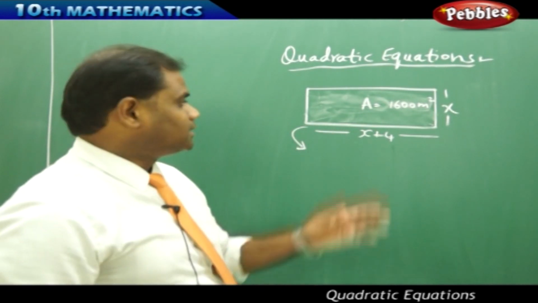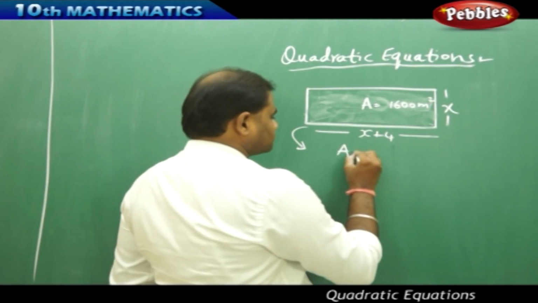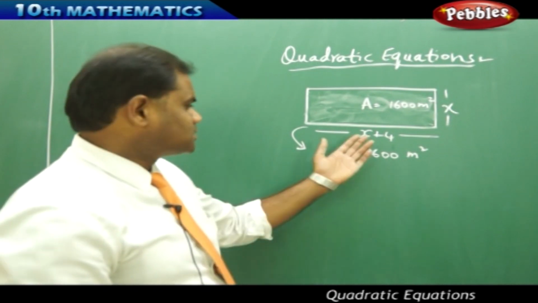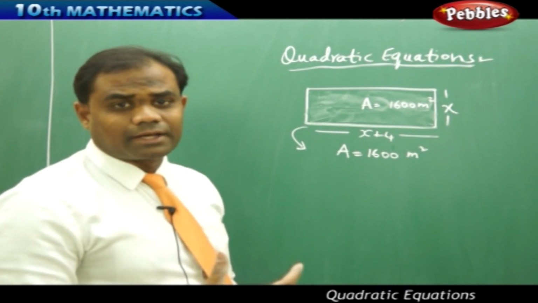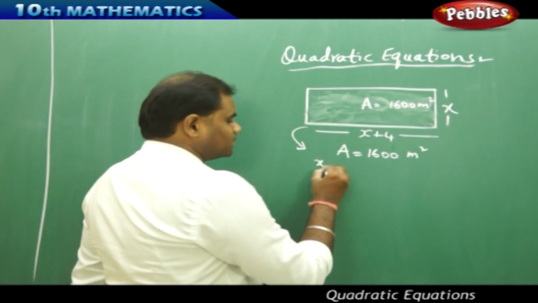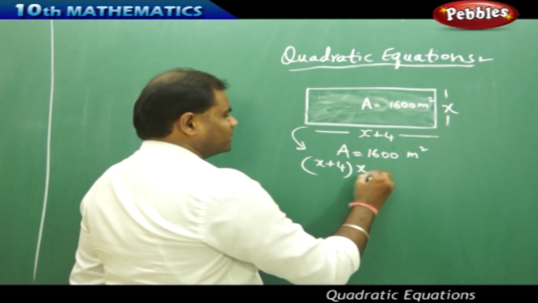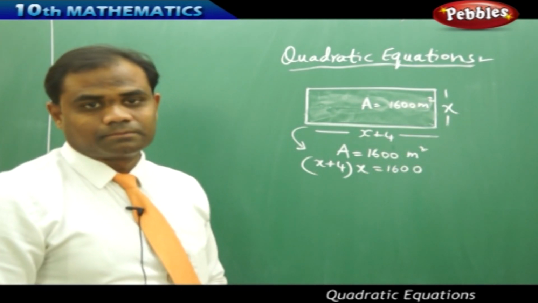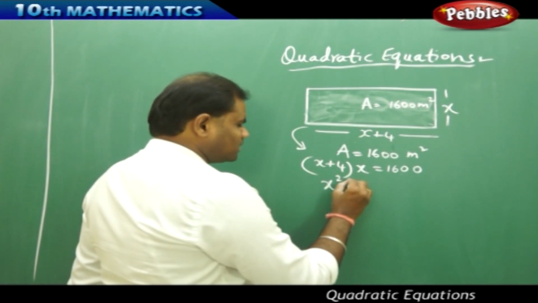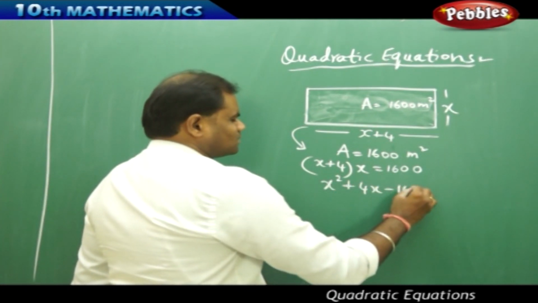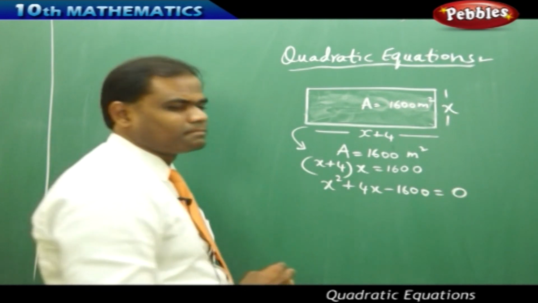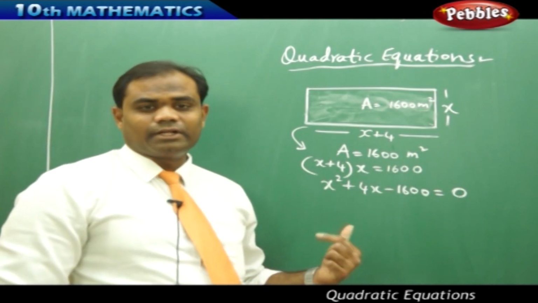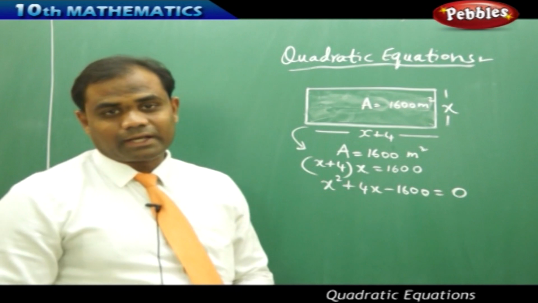Now, as we know the area of the rectangle is given to be 1600 meters square, I use the area of the rectangle, which is length times width. So length being x plus 4 times width being x would finally give me 1600 meters square, which in turn gives me x squared plus 4x minus 1600 equal to 0. This is how I get it when I take all the variables and all the constants to the left and only keep 0 on the right hand side.